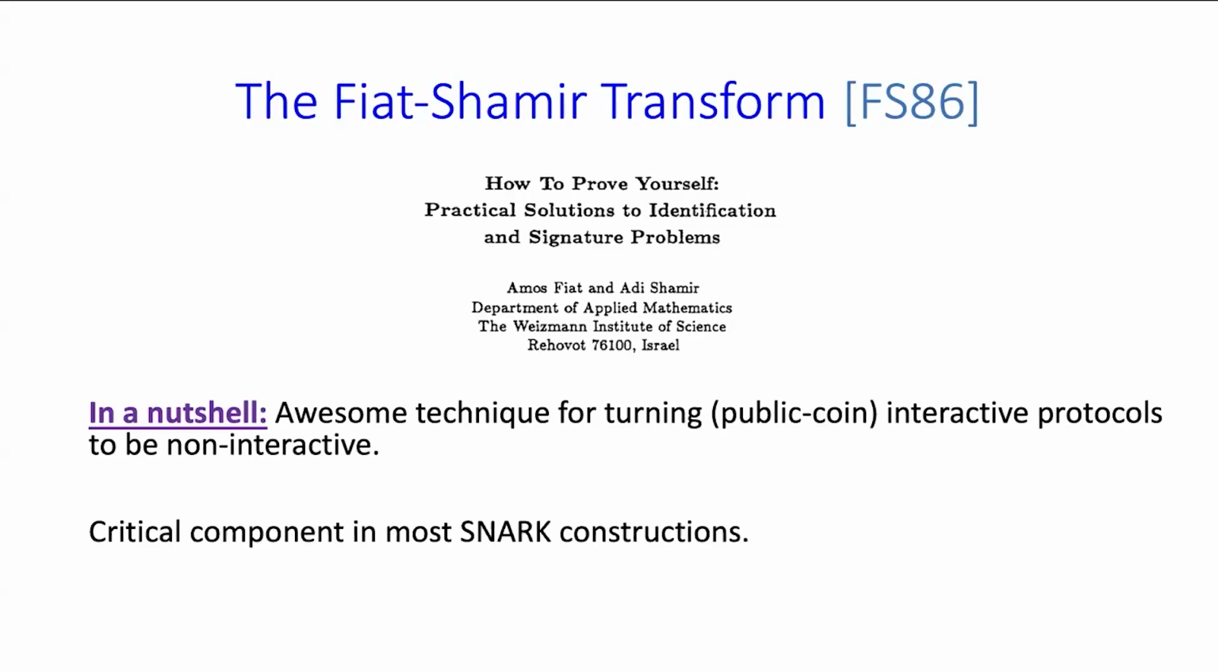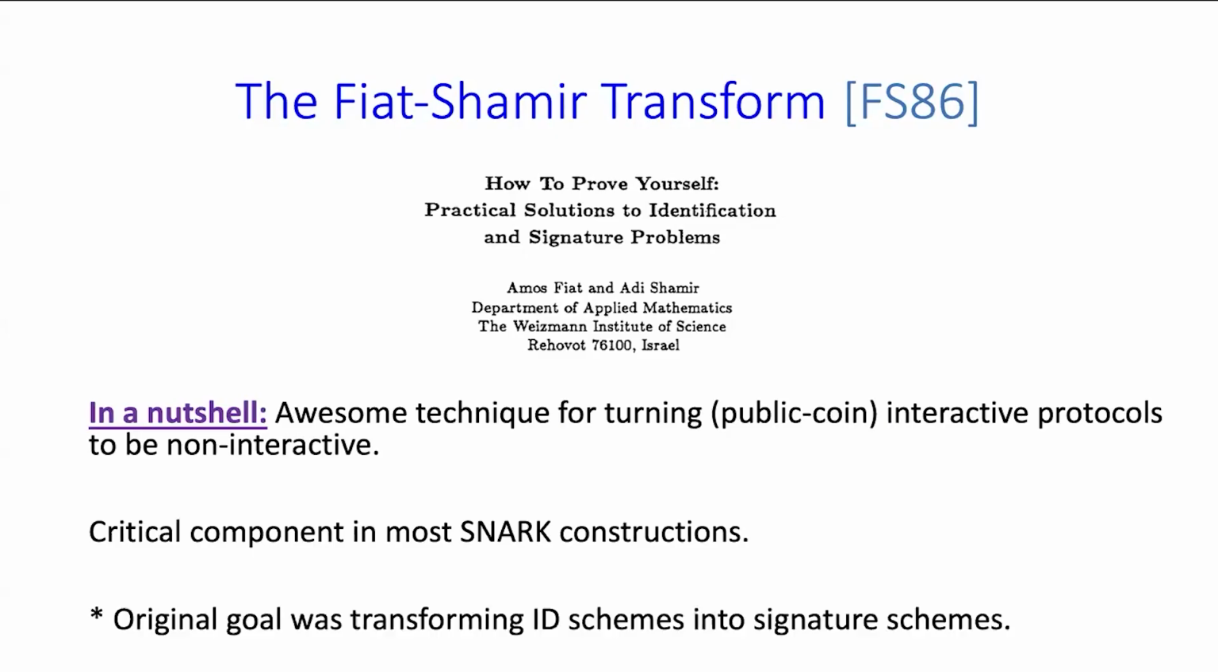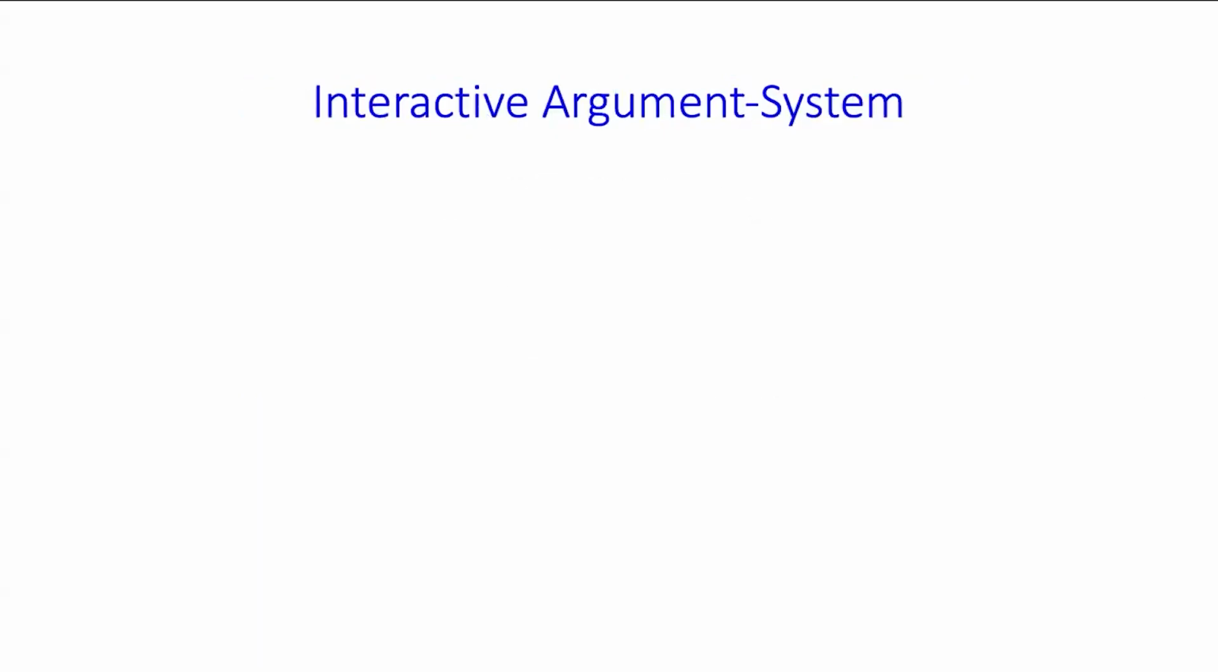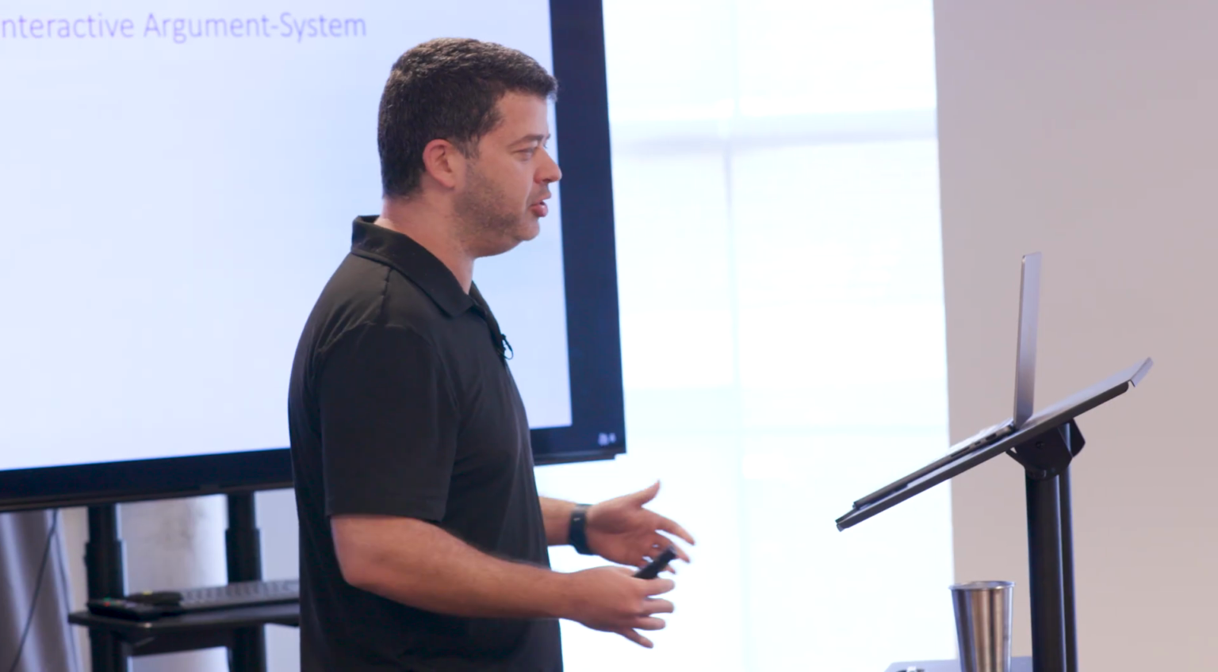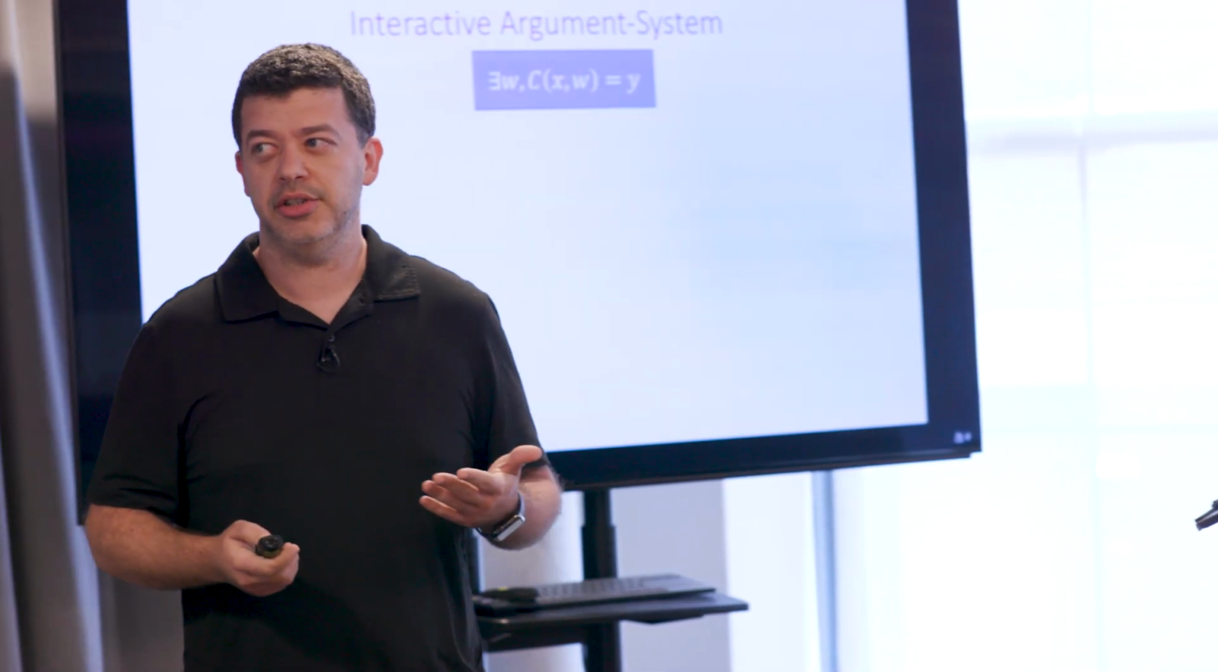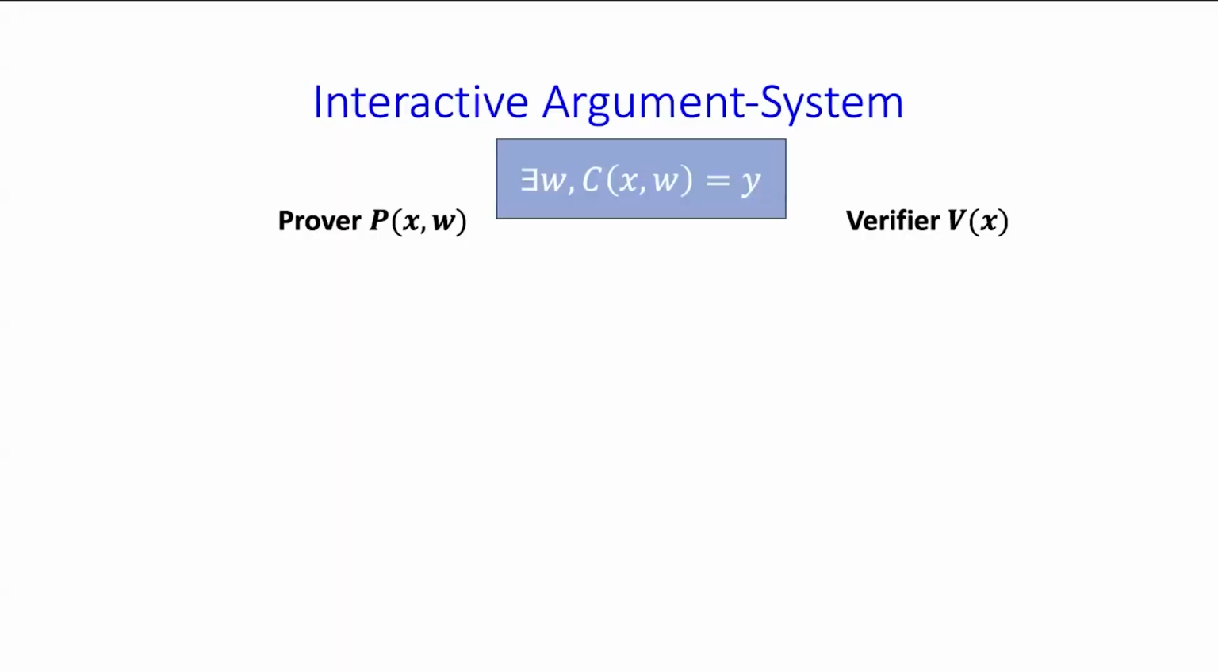And it's really a critical component in most, not all, but most SNARK constructions. So it has become extremely important in practice. The original goal was a little bit different, but let's focus on the modern interpretation of Fiat-Shamir. To give context and see that we're all on the same page, our starting point is this notion of an interactive argument system. So we have a prover and a verifier. The prover is trying to convince the verifier that a statement X is true.